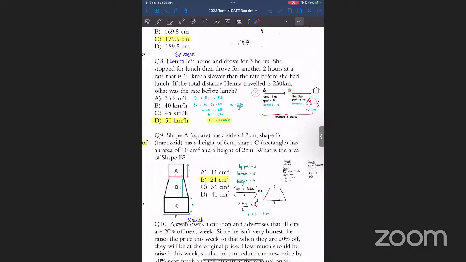Hannah left home and drove for 3 hours. She stopped for lunch and then drove for another 2 hours at a rate that is 10 kilometers slower than the rate she had before lunch. If the total distance Hannah traveled is 230 kilometers, what was the rate before lunch? So let's take a look.